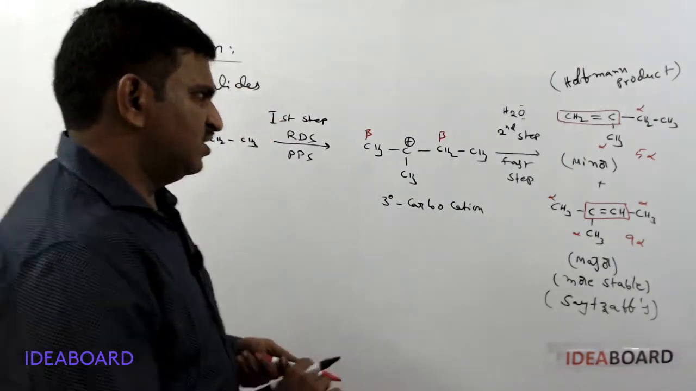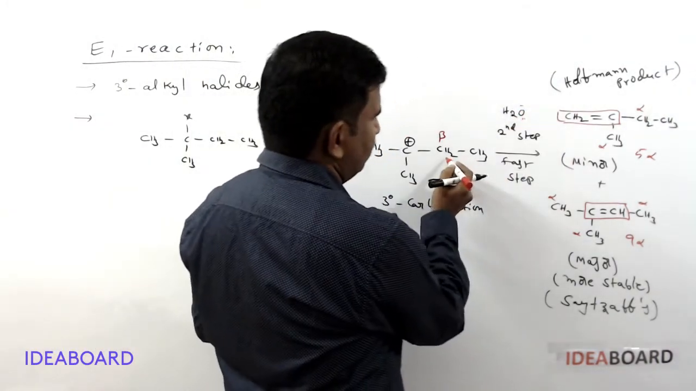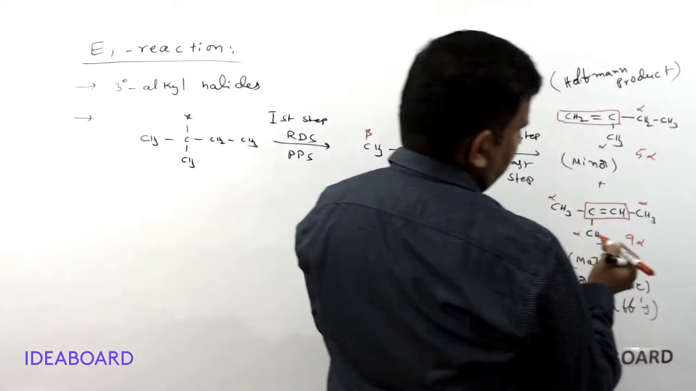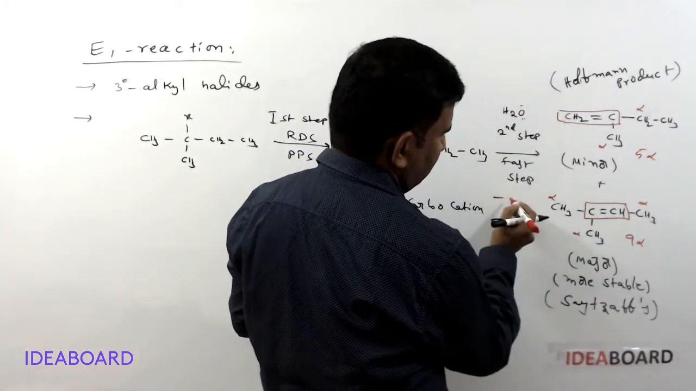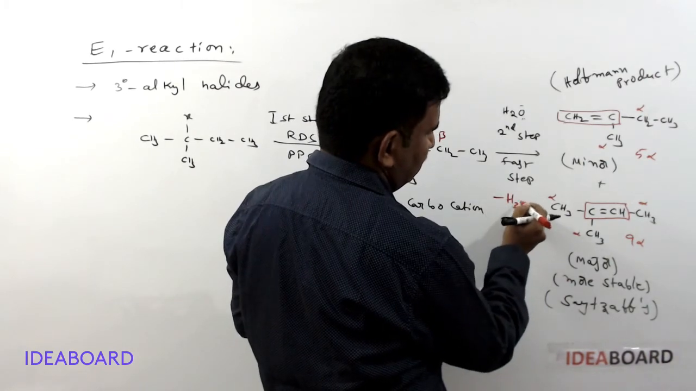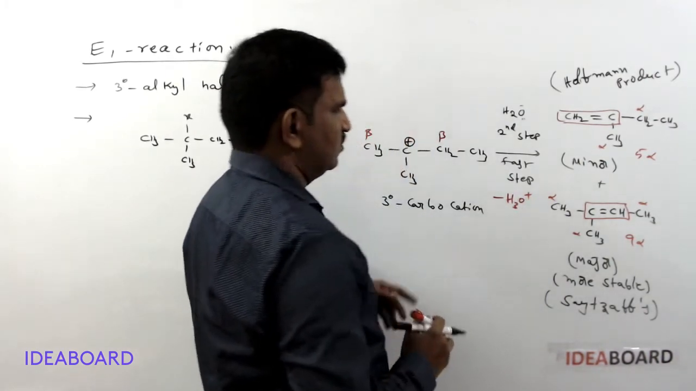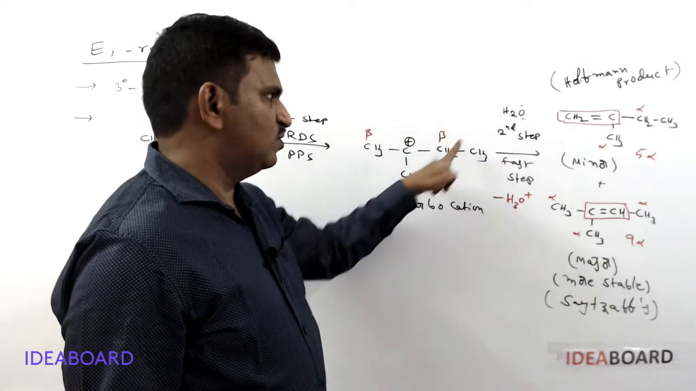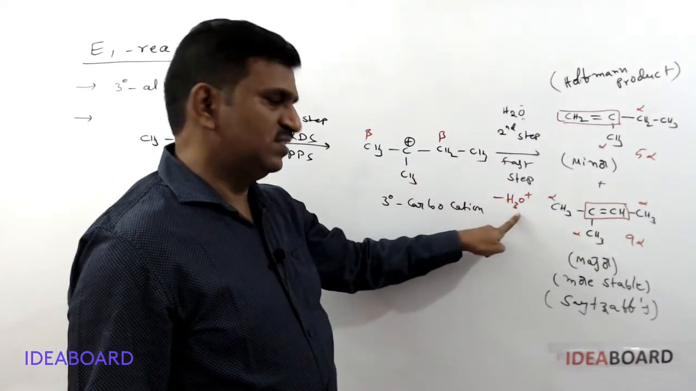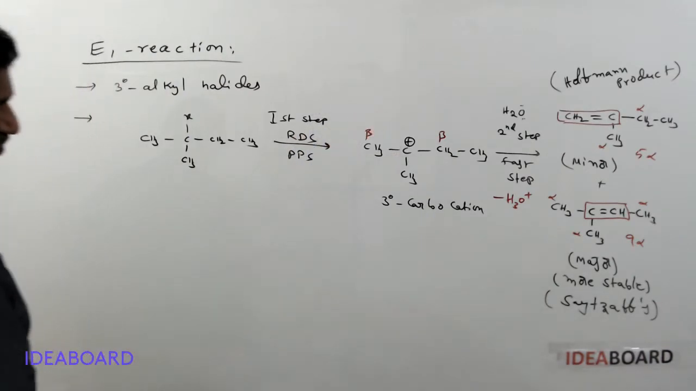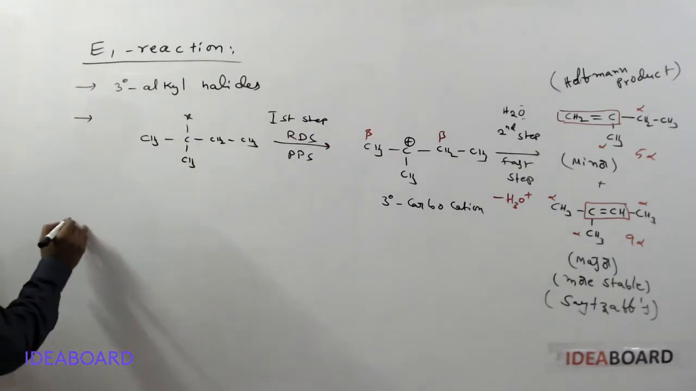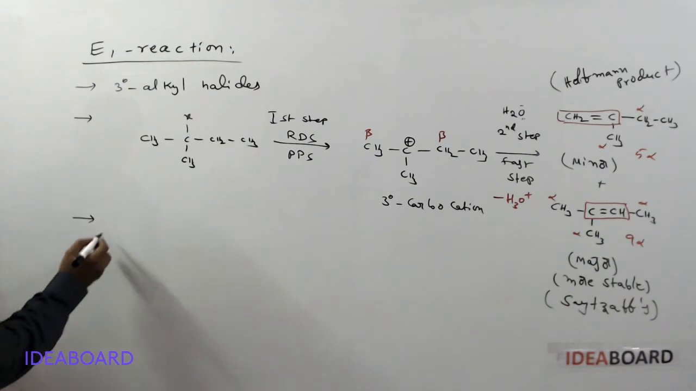Here H2O combines with this proton or with that proton, and in the other product we get, I am writing here, minus H3O+. So H3O+ is eliminated: H2O and H+ are released as H3O+. So this is about the products formed.